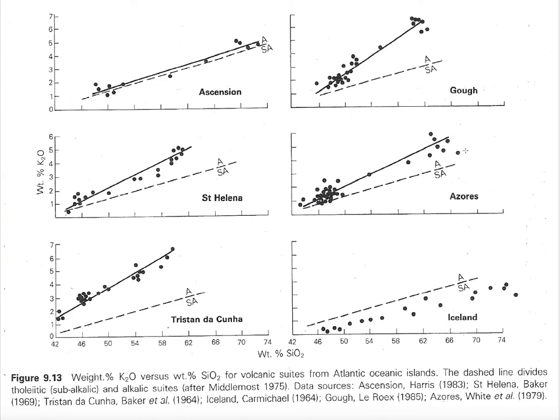Same thing for the Azores. At Tristan da Cunha, of course, it is totally alkalic. And if you go to Iceland, we follow very nicely a subalkalic tholeiitic trend. Iceland is sitting on the Mid-Ocean Ridge, and the Mid-Ocean Ridge basalts are by definition already tholeiitic.